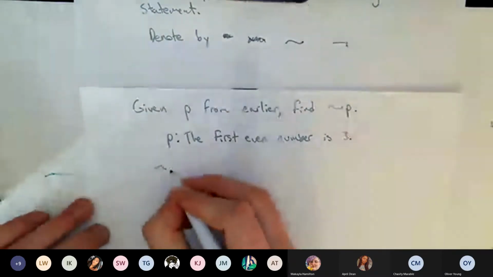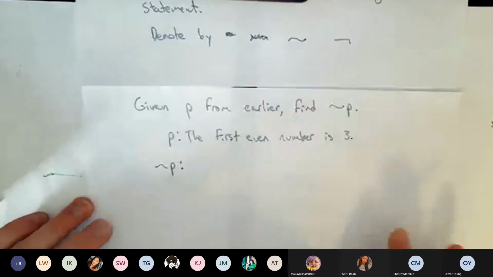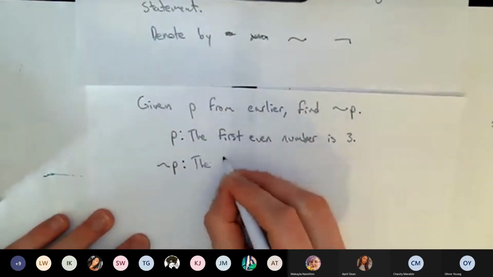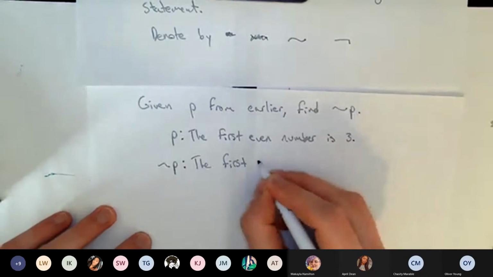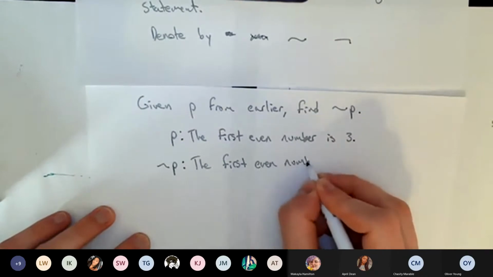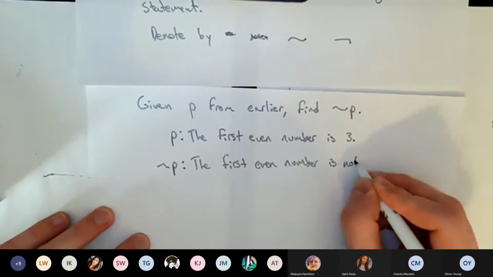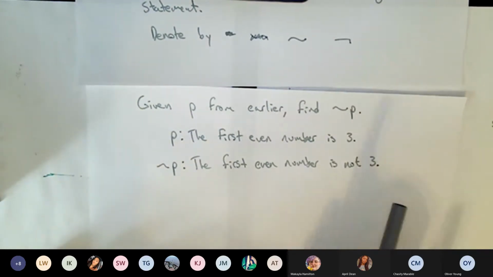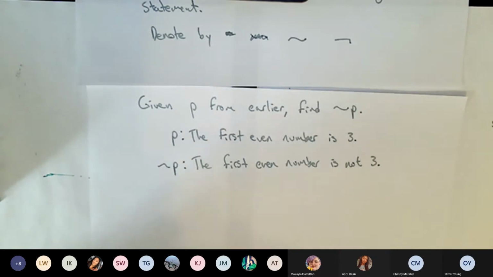So how can we negate P here? The first even number is 3. This one is going to be pretty straightforward. You may have already guessed it, we don't want to complicate this. We're just going to say the first even number is not 3. Not introducing anything new into the statement, no other numbers, nothing like that. Literally adding the word not where it is grammatically appropriate. So that seems super straightforward.